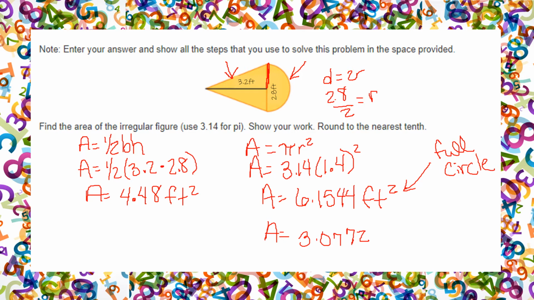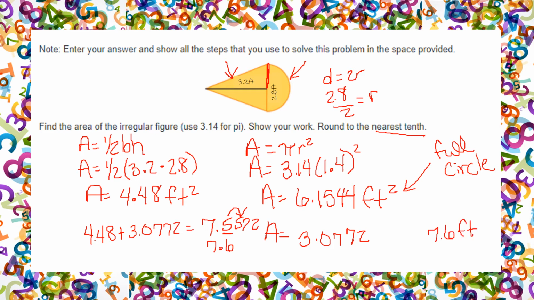Okay, so I'm going to add these together. So 4.48 plus 3.0772 equals 7.5572, and it says round to the nearest tenth. So I look at the tenths place, look to the right, that 5 is 5 or more, raise the score. So I am going to raise it to a 6. And so this answer, I'm going to put it down here on the right, 7.6 feet squared.